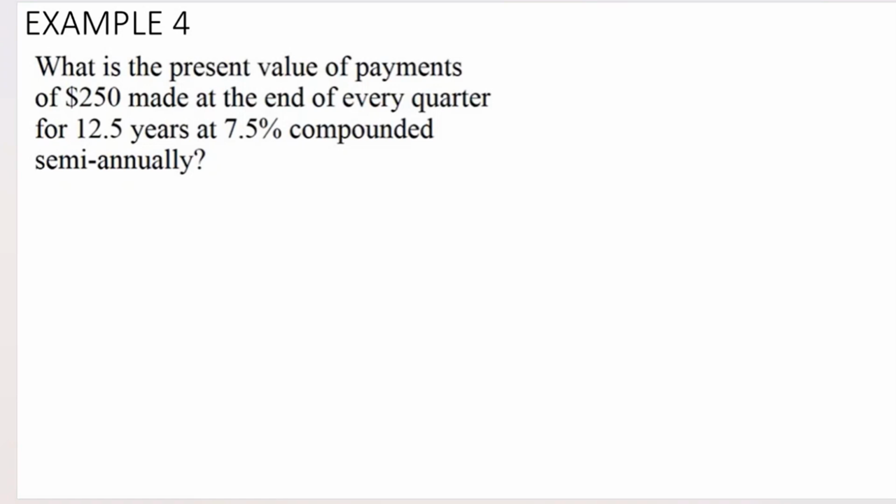So let us look at this question, so we can highlight things that you need to watch out for when answering these questions. What is the present value? You already know the discourse around this question. It is about payments. The minute you see payments, you know you are working with an annuity. You are asked for the present value of payments of 250, made at the end of every quarter.